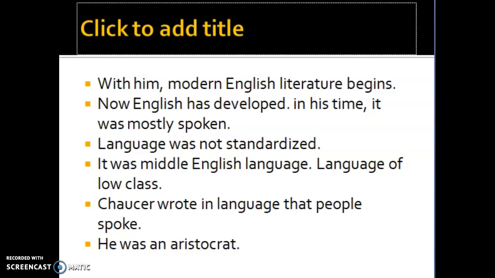And he was a man who was humane, who loved humanity, and he wanted to entertain the people. Chaucer wrote in language that people spoke. So, spoken language was coming into written form for the first time.